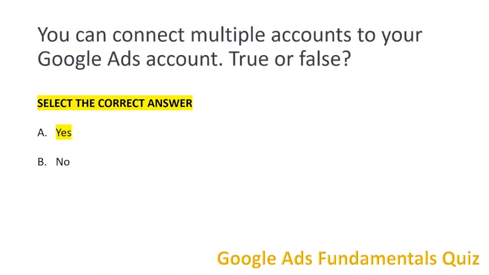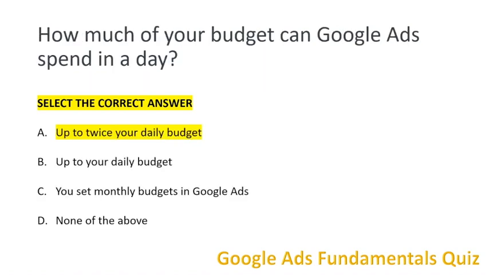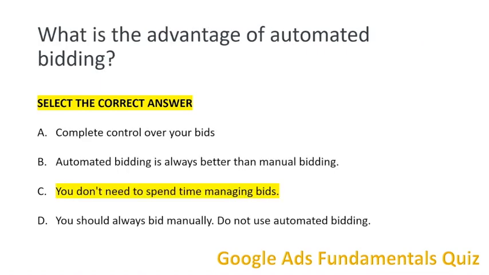You can connect multiple accounts to your Google Ads account. True or false? Select the correct answer. A. Yes. How much of your budget can Google Ads spend in a day? A. Up to twice your daily budget. What is the advantage of automated bidding? A. You don't need to spend time managing bids.